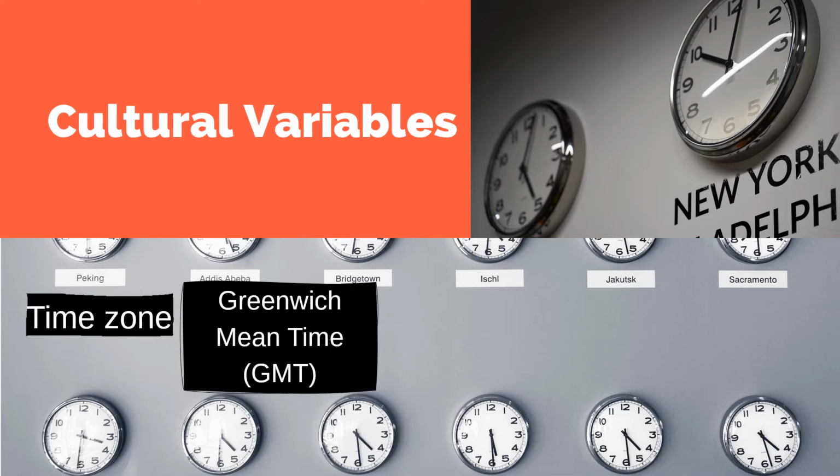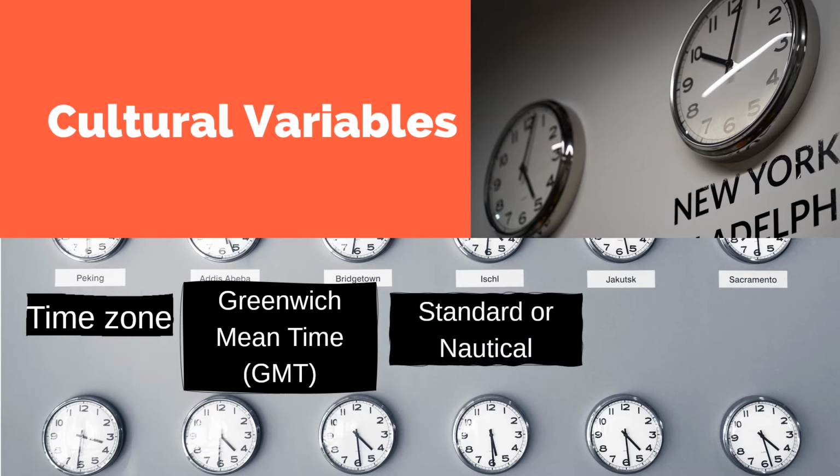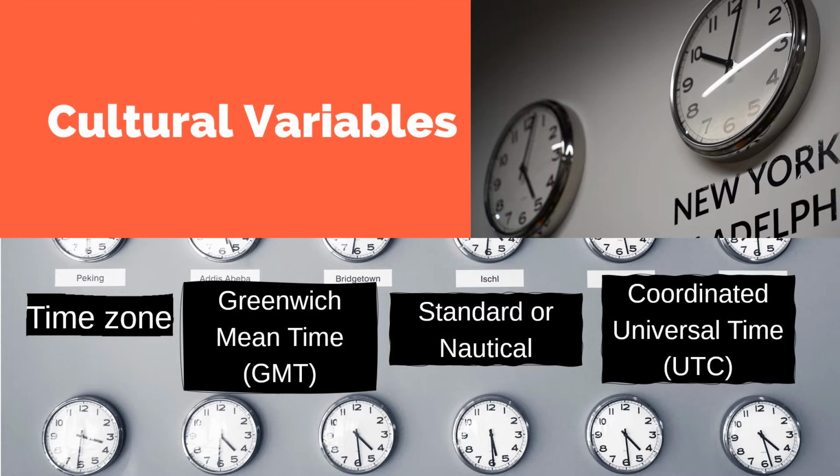Greenwich Mean Time or GMT. It is the name given to the mean solar time at the Royal Greenwich Observatory in England, which is located at latitude 0, also known as prime meridian. Standard or nautical time zones are 15 degrees longitude wide. Coordinated Universal Time or UTC is the basis for civil time, which has a 24-hour time.